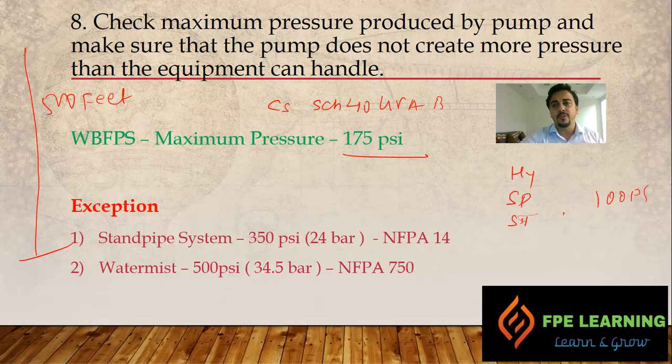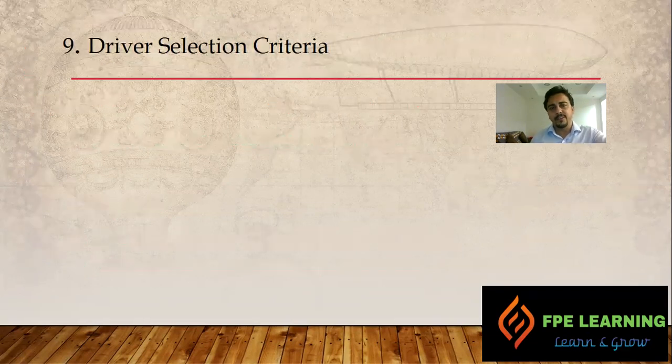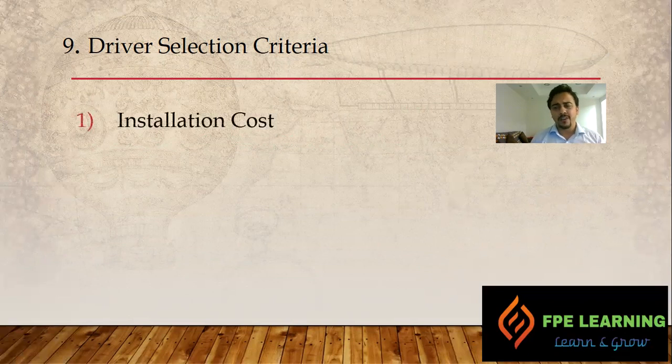The next one is the driver selection criteria. Now you have to select, keeping in mind how you are going to drive your pump. Either it is a diesel pump from the diesel engine, from the electrical, or from the turbine, the steam turbine, and all. That depends on the installation cost.